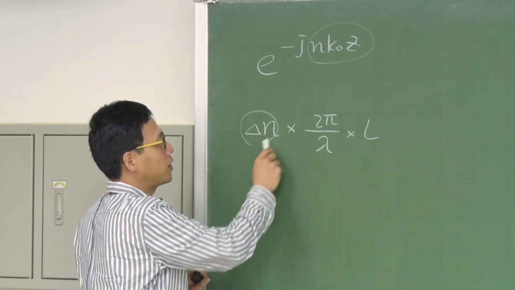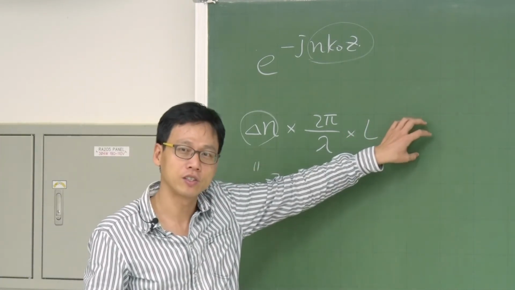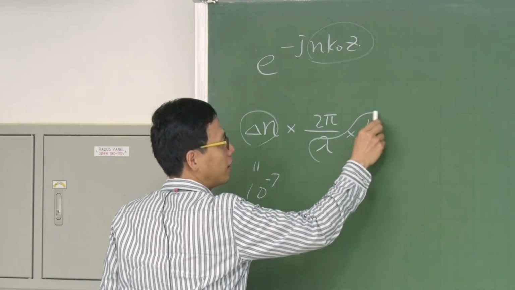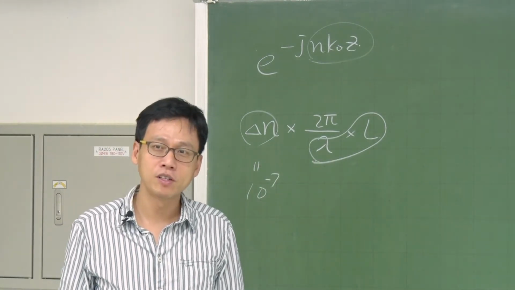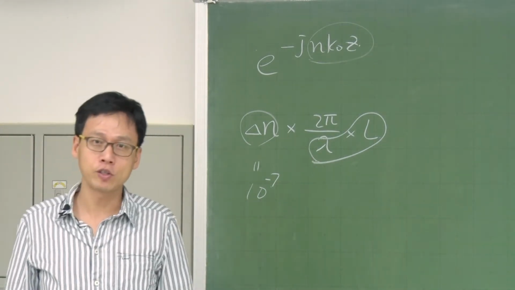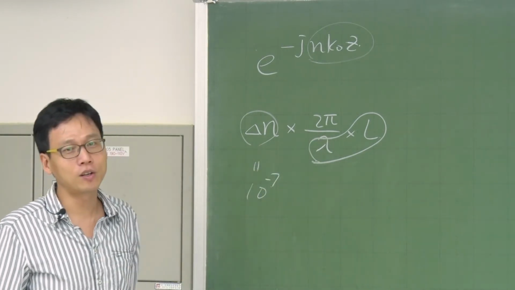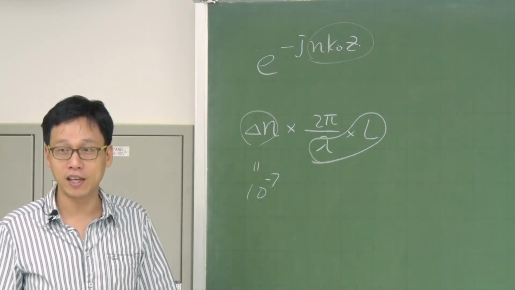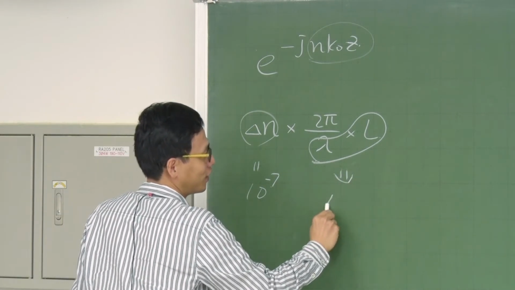So if this is only 10 to the minus 7th, how about the phase change? It depends on L over lambda, right? Working distance L over wavelength lambda. And the wavelength lambda is usually very short, in the order of 1 micron, right? So if I need a phase change of 2 pi, what is the big L over lambda I need? Good.